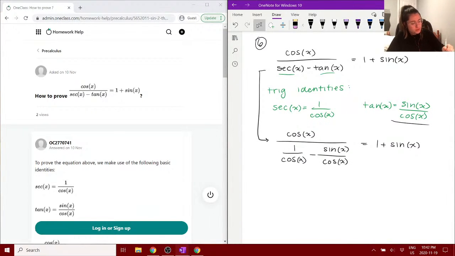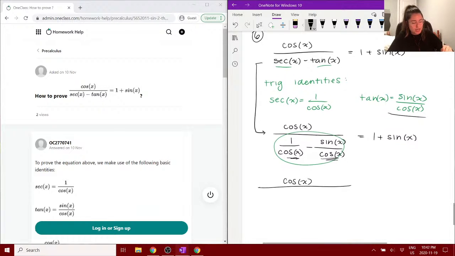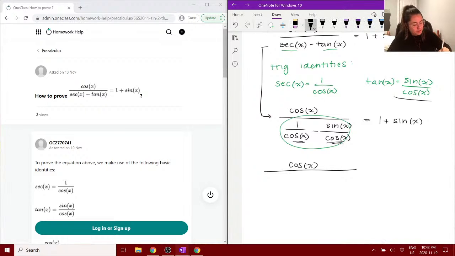Now let's work with this denominator here and figure out the fraction. So cosine of x stays the same in the numerator. We can see that these two fractions in the denominator have the same denominator already, which is cosine of x, which means we can readily subtract them. So we have 1 minus sine of x divided by cosine x, is equal to the same thing on the right-hand side still.